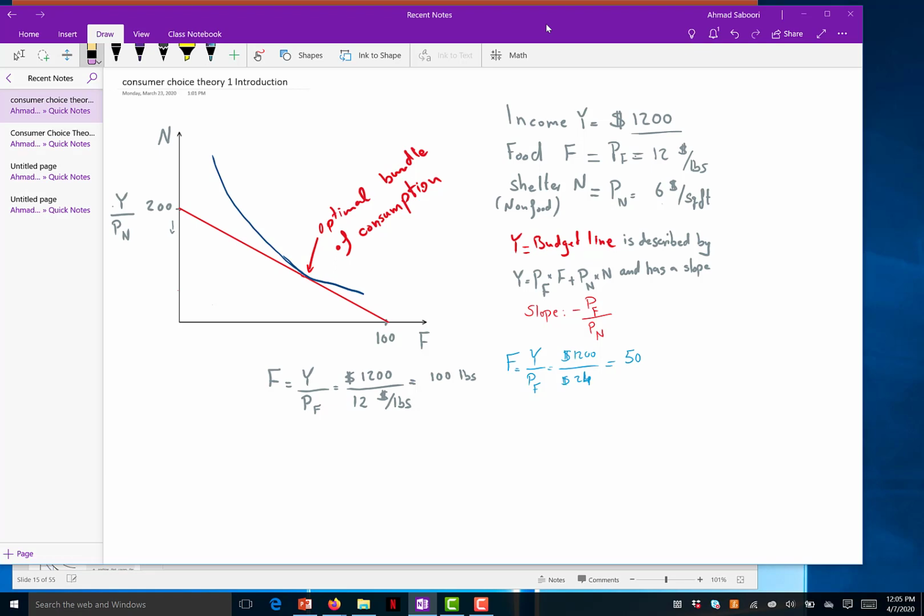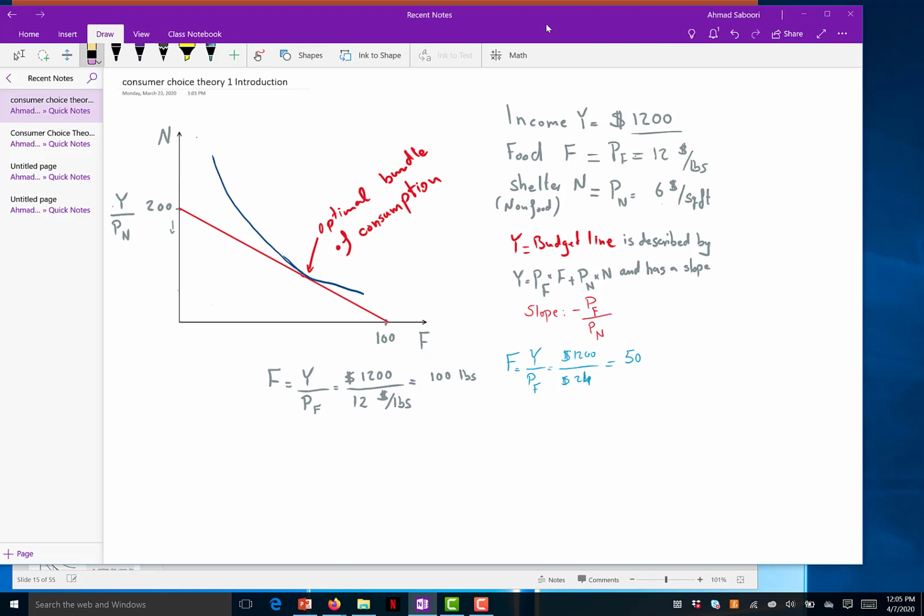So given the income, given the price of food and shelter that we have, which is here $12 for food and $6 for shelter, we can calculate essentially the maximum amount of food and shelter that one can buy, given you spend all your money for food respectively shelter. And with that we figure out what you see here, the intercept with the y-axis and the intercept with the x-axis. Connecting those two intercepts simply gives us the so-called budget line.